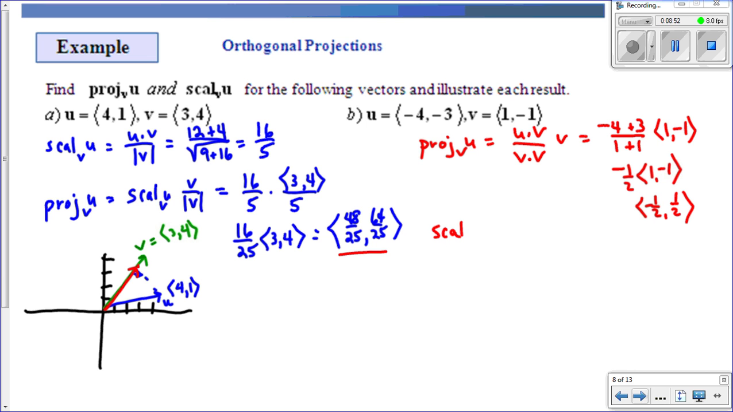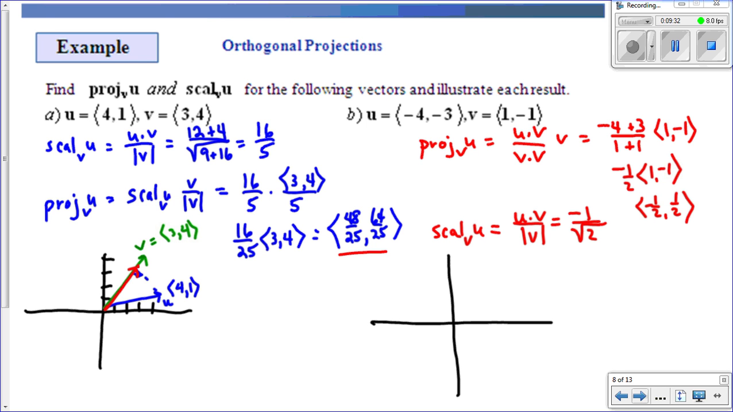Now the scale of u onto v. Again, I don't have an angle, so I will use u dot v over the magnitude of v. I could just find the magnitude of the projection that I just calculated also. Okay, u dot v will be -1. The magnitude of v will be the square root of 2, and that will be our scale of u onto v. Now let's look at it geometrically.